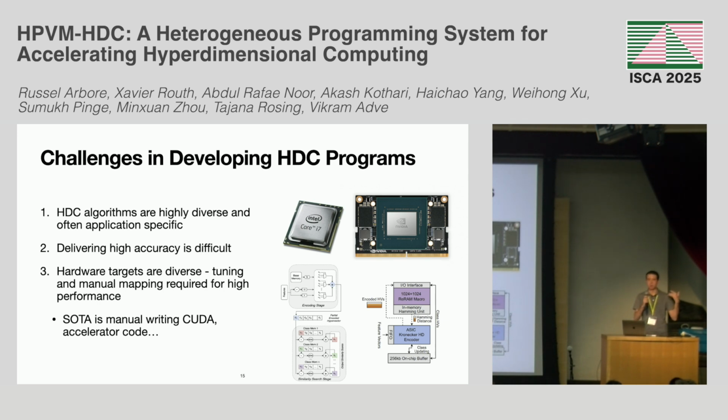And then finally, the actual hardware targets we want to run these applications on are extremely diverse. Of course, you have CPUs and GPUs, which are different kinds of generic processors. But additionally, recently, there's been a lot of research into developing HDC-specific accelerators, which have a completely different level of abstraction at the programming level.